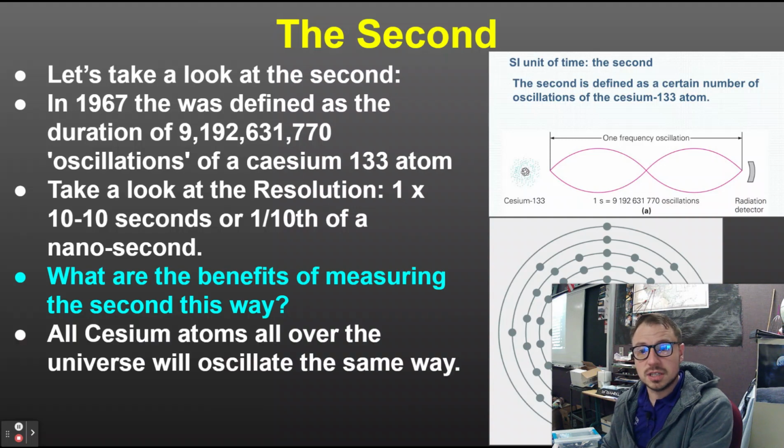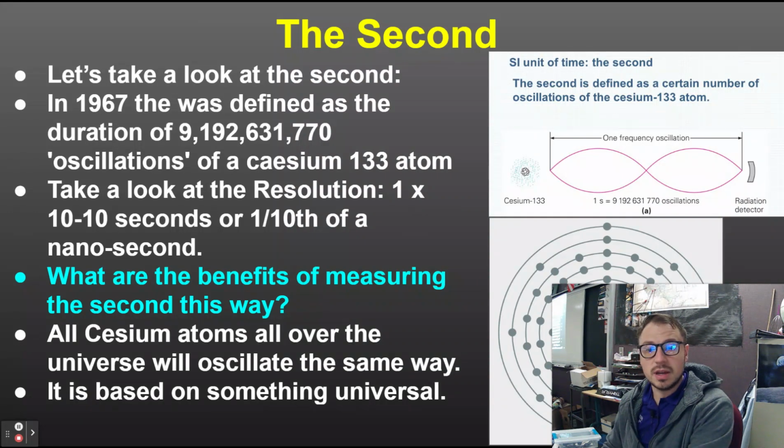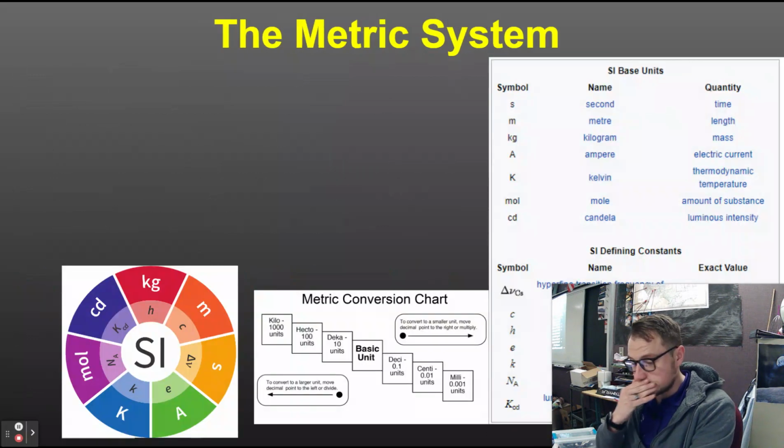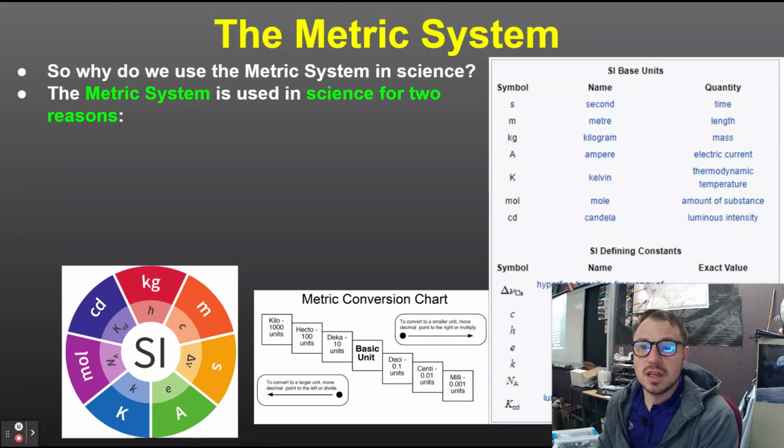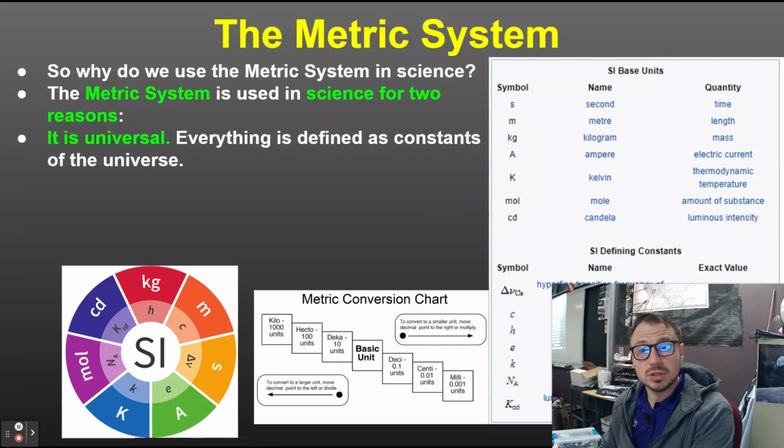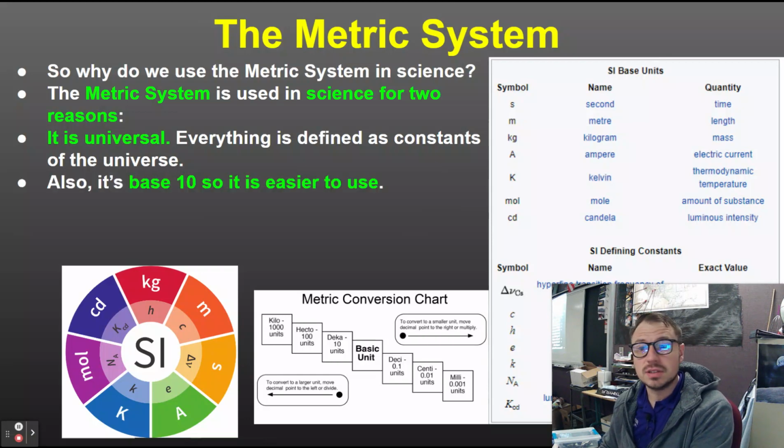Now, the benefits to this is that the cesium atoms all over the universe will oscillate the same way. It's based on something universal. So why do we use the metric system in science? The metric system is used in science for two reasons. Number one, it is universal. Everything is defined as constants of the universe.